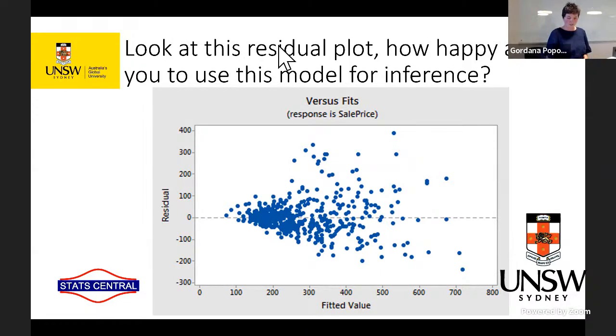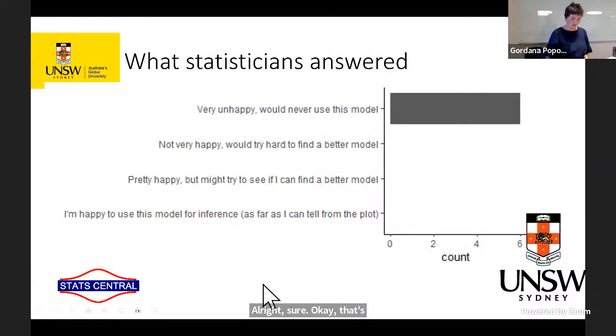All right, I'm going to call it and poll. All right, show. Okay, let's go to the next one. Oopsies. This is what the statisticians said. They were all very unhappy. Almost all of you, or a good three quarters of you, were very unhappy. Some people were not very happy, and would try to find a better model. I think for this one, yeah, I would definitely try to find a better model.